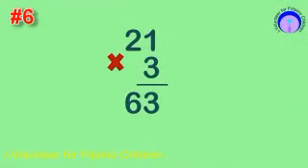Item number 6. Kindly read the sentence twice. "21 times 3 is equal to 63. 21 times 3 is equal to 63." Kindly read.